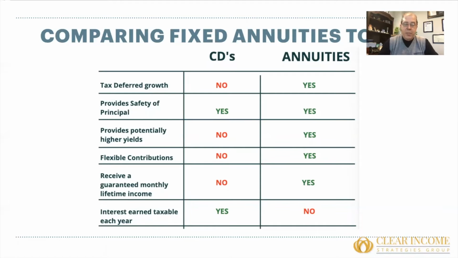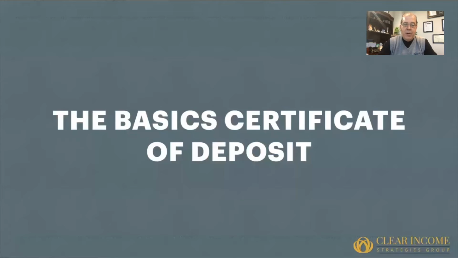Flexible contributions is a biggie. A lot of people like to have a Roth IRA or a traditional IRA, and a lot of CDs will not let you add to that CD. You have to keep on opening new ones, whereas annuities have flexible contributions. Monthly guaranteed income: a CD can't provide that, an annuity can. Along with pensions and Social Security, annuities are one of the only ones out there that will provide a guaranteed lifetime income. And of course, the biggest one we talk about, taxes. Taxable earned income every year: with a CD, you're going to receive a 1099 on your interest. We'll talk about this later about tax deferred growth, where with an annuity, it stays tax deferred.